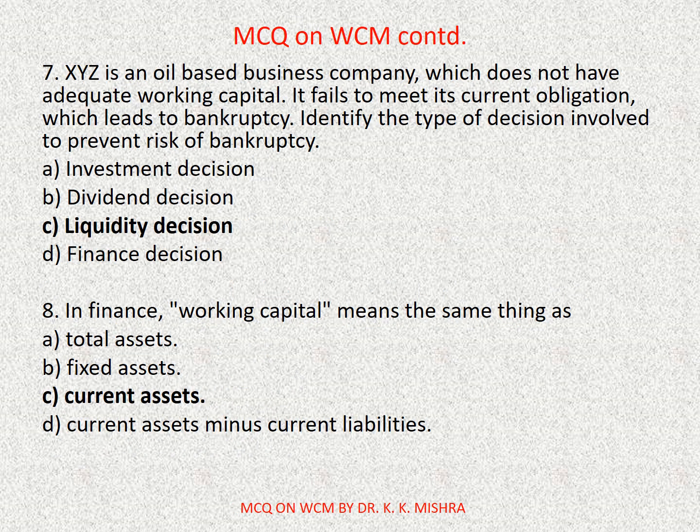Question number 7. XYZ is an oil-based business company which does not have adequate working capital. It fails to meet its current obligation, which leads to bankruptcy. Identify the type of decision involved to prevent risk of bankruptcy. Options are A. Investment decision, B. Dividend decision, C. Liquidity decision, or D. Finance decision. So it's C. Liquidity decision.